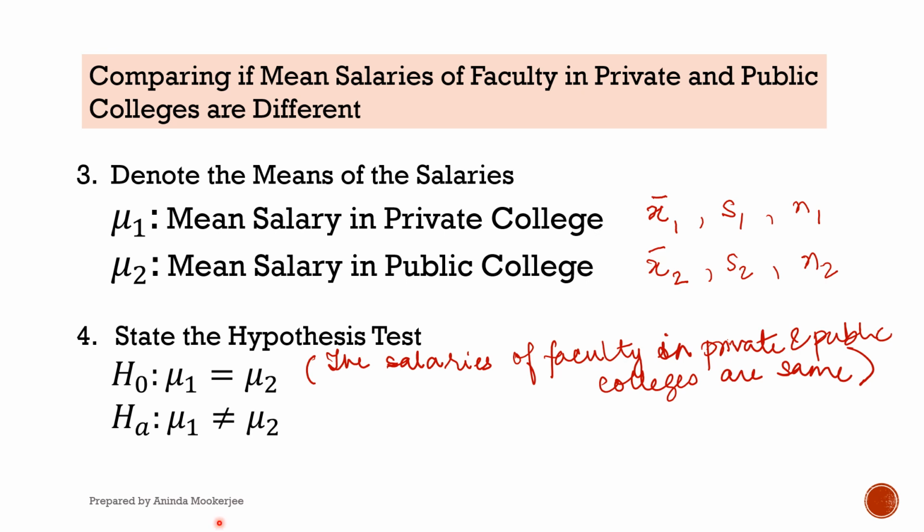And the alternate hypothesis says mu sub 1, that means the salary in private colleges, is not equal to mu sub 2. It could be less, it could be greater, but the wording here in the question says whether they are different or not. So if they had said whether faculty salaries in private schools are greater than public schools, then we would use the greater than symbol here. If it said is less or not, we would use the less than, but it says different. So that's why we use the not equal to symbol.